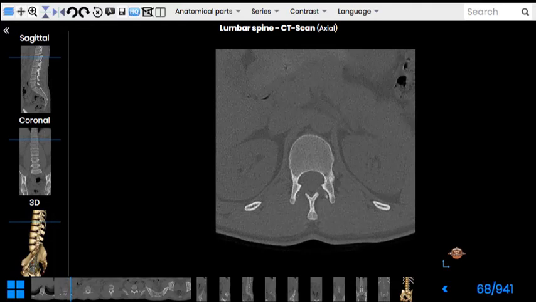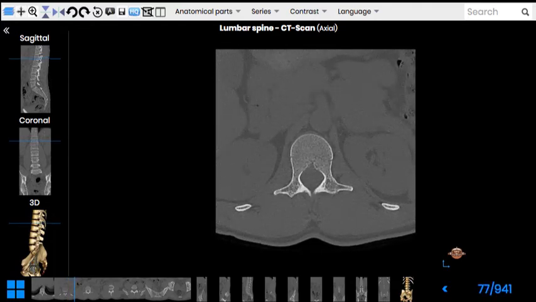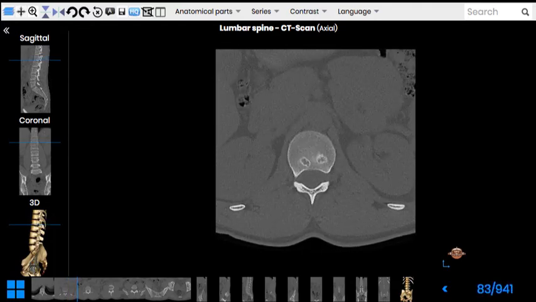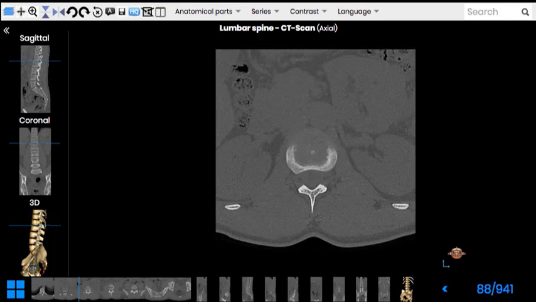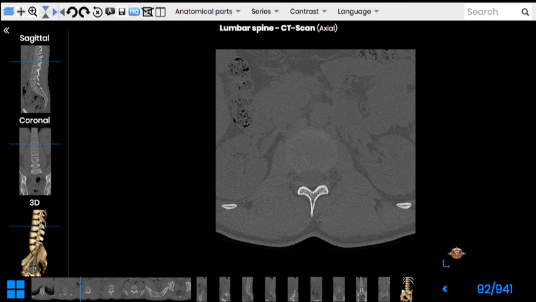Well, what else is changed here? The shape of the body, the shape of the spinal canal, vertebral canal. We have the bodies disappear on some levels. Is it normal or pathological? Of course it is normal.